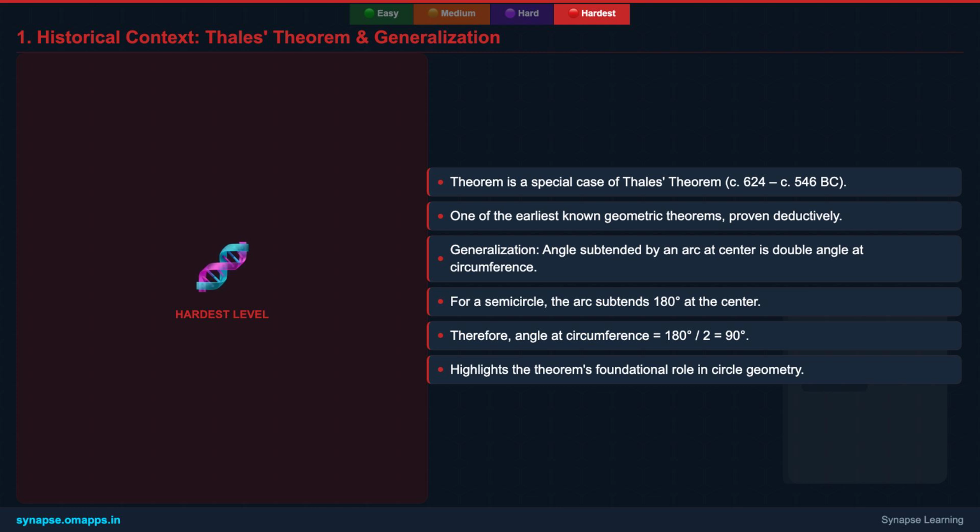This theorem also fits beautifully into the generalized theorem. The angle subtended by an arc at the center is double the angle subtended by it at any point on the remaining part of the circle. When the arc becomes a semicircle, the central angle is 180 degrees, making the angle at the circumference exactly 90 degrees. This connection shows how fundamental and interconnected geometric principles are.